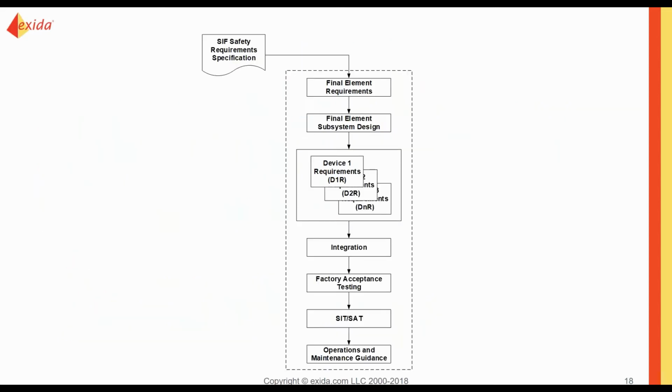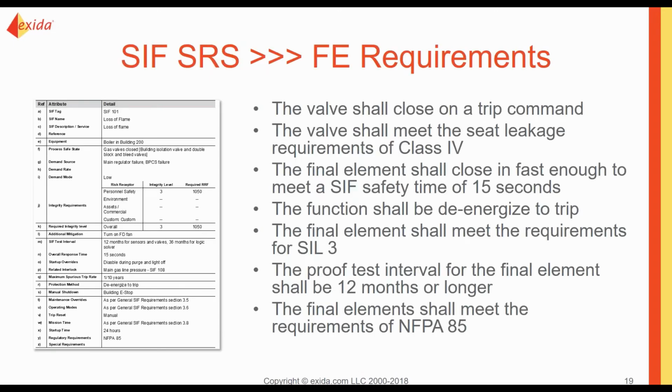So looking at this little block, if we look at a bespoke system focused just on final elements, we can create a drawing like this. Now we're going to start with the SIF SRS. That's our guiding document for what we need to do. And so, for example, here's a SIF SRS, and from there we can pull out quite a bit of critical information for the final element. In this example, the valve will close on trip.